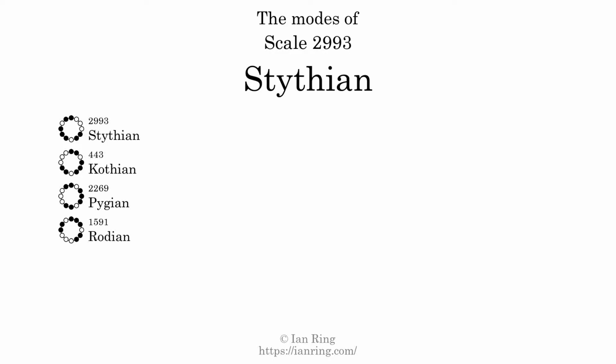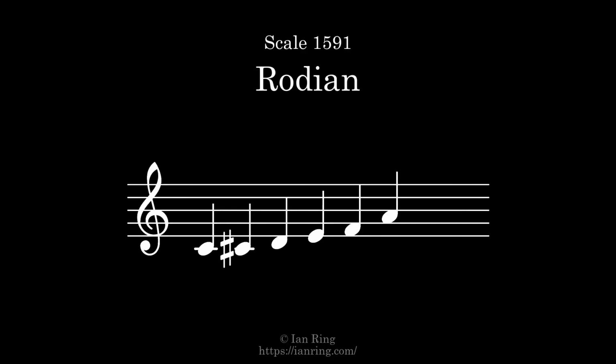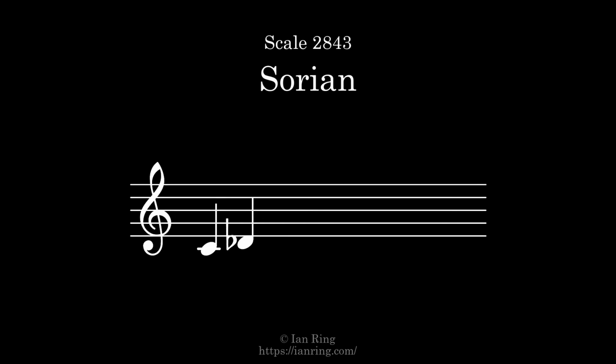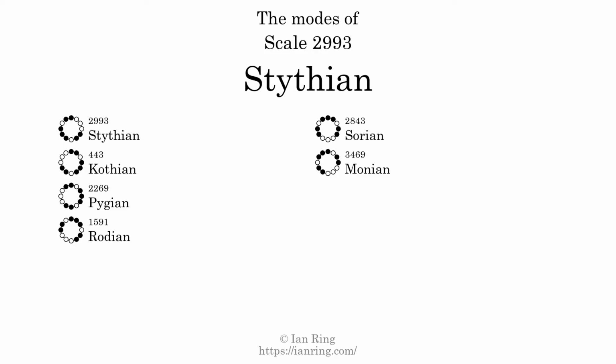The fourth mode is scale 1591, also known as Rhodian. It sounds like this. The fifth mode is scale 2843, also known as Saurian. It sounds like this. The sixth mode is scale 3469, also known as Monian. It sounds like this.